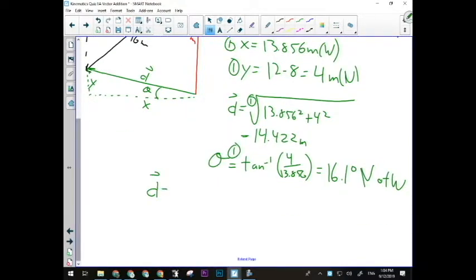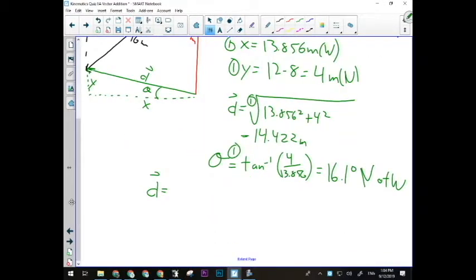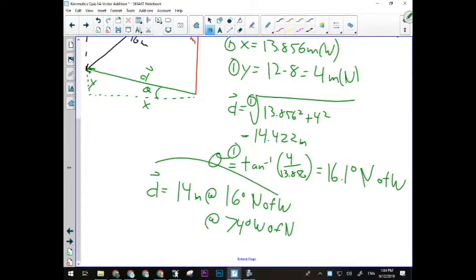So the overall displacement to 2 significant figures is going to be 14 meters at 16 degrees north of west, or at 74 degrees west of north, whichever way they drew the triangle, as long as the angle matches the direction. That's the 8th and final mark there. So it's out of 15. Give them a mark out of 15 at the top, please.